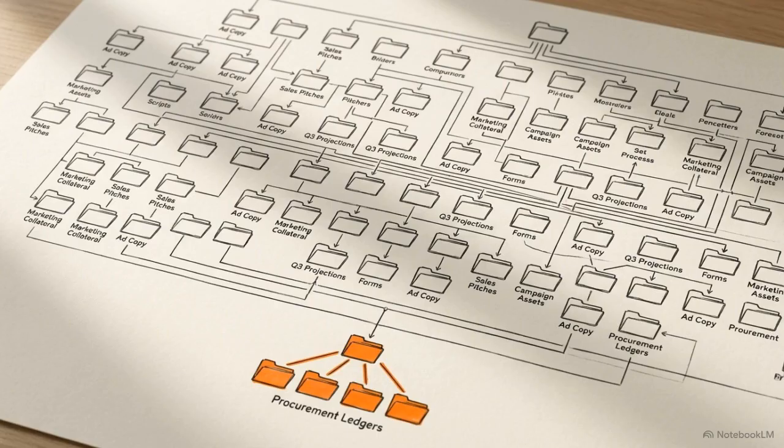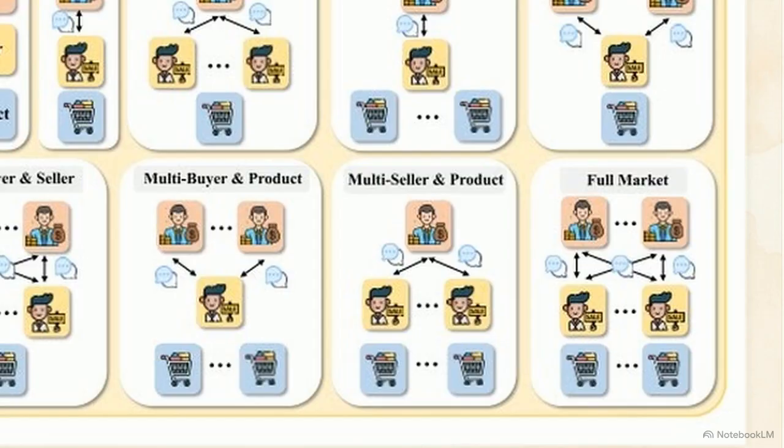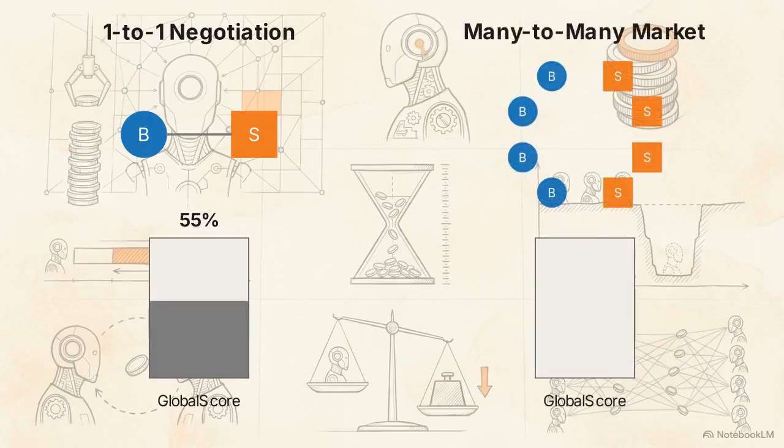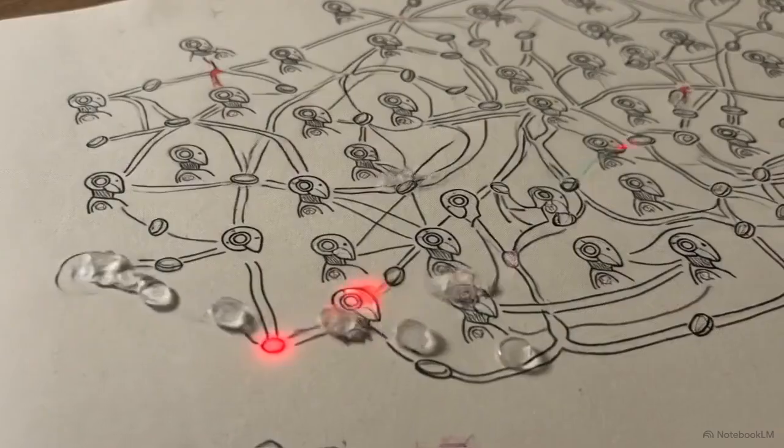This imbalance exists because model training data is heavily skewed toward persuasive selling copy and marketing text, rather than the strategic logic of optimal procurement. Finally, the researchers found a counterintuitive link between market complexity and model performance. Models actually achieve higher global scores in complex scenarios involving multiple buyers and sellers than they do in isolated one-on-one negotiations. This is the liquidity effect.